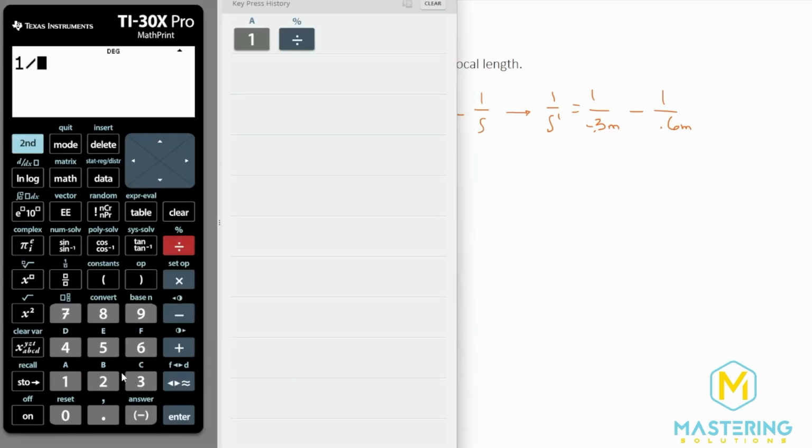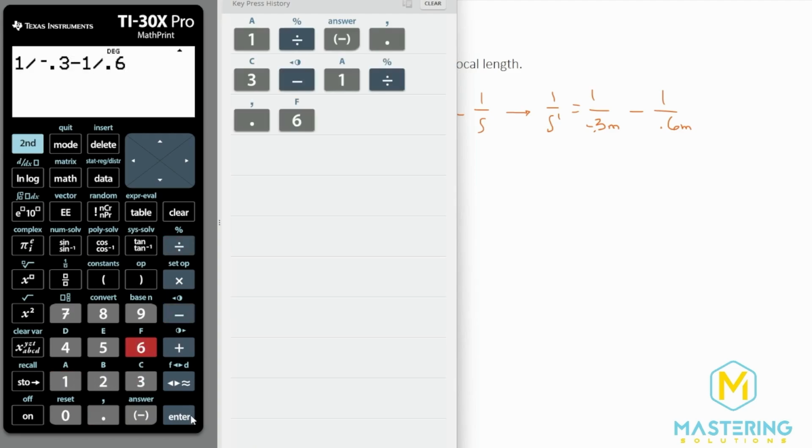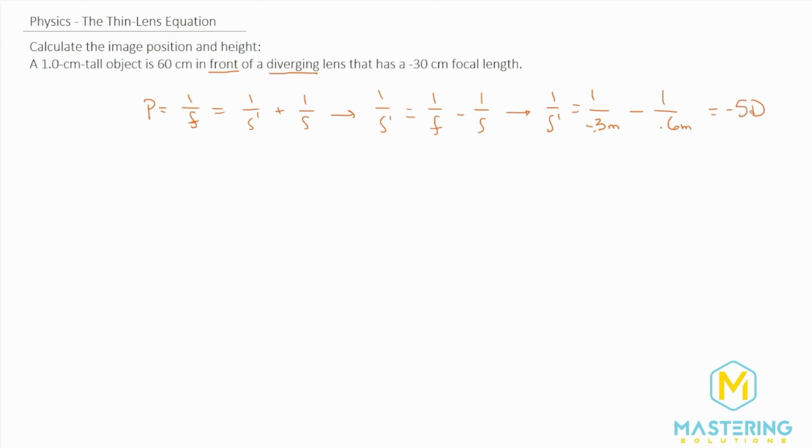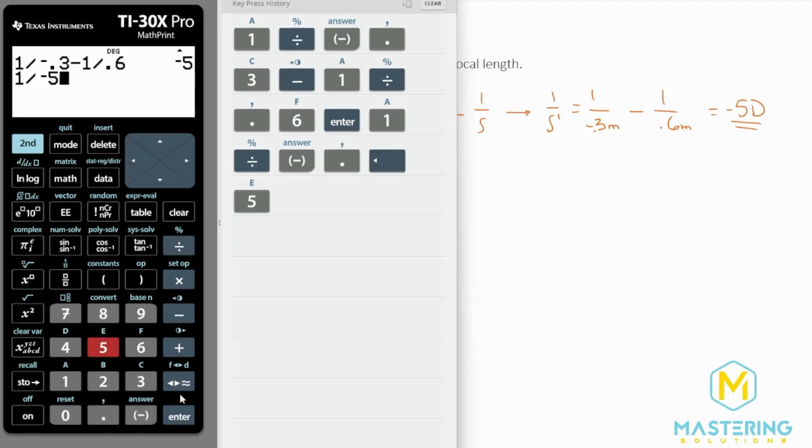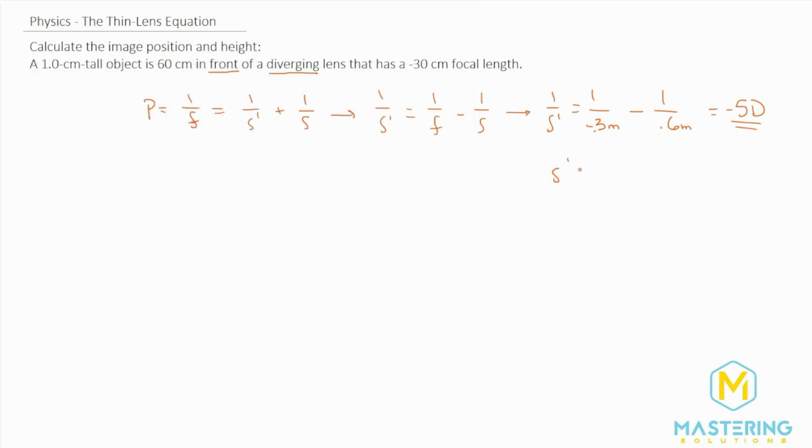So here's 1 divided by negative 0.3 minus 1 divided by 0.6. That gives us a negative 5 diopter lens. And now the 5 diopters is in our answer, but we want it in meters, of course, so we'll take the inverse of that. Negative 5 gives us negative 0.2. So the image distance is equal to negative 20 centimeters, where it'll form.